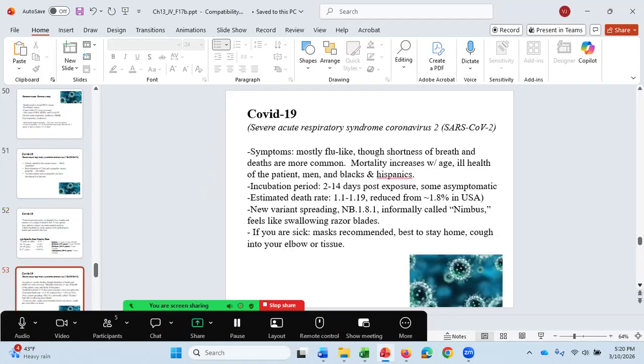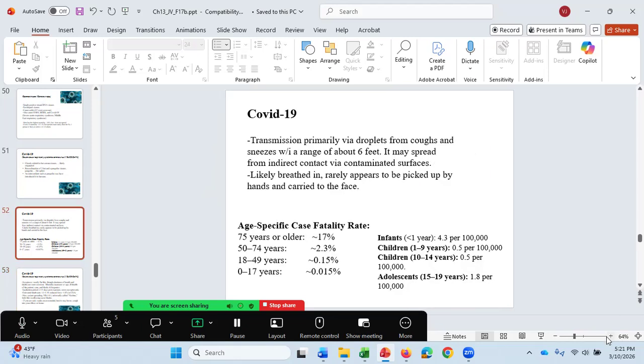I did mention the COVID-19, oops, too far. Let's see if I can blow this up.